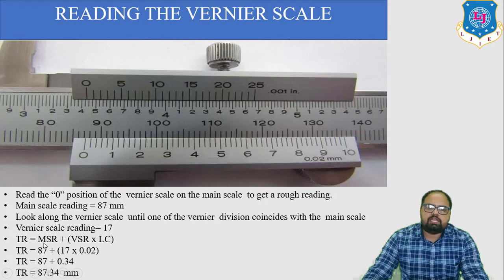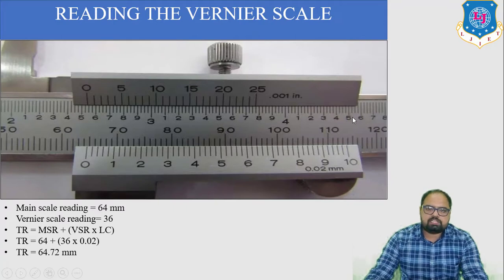So the total reading is equal to main scale reading plus vernier scale reading multiplied by least count. So 87 plus 17 cross 0.02. So 87 plus 0.34, and the total reading is 87.34 mm. Next is the second practice image.